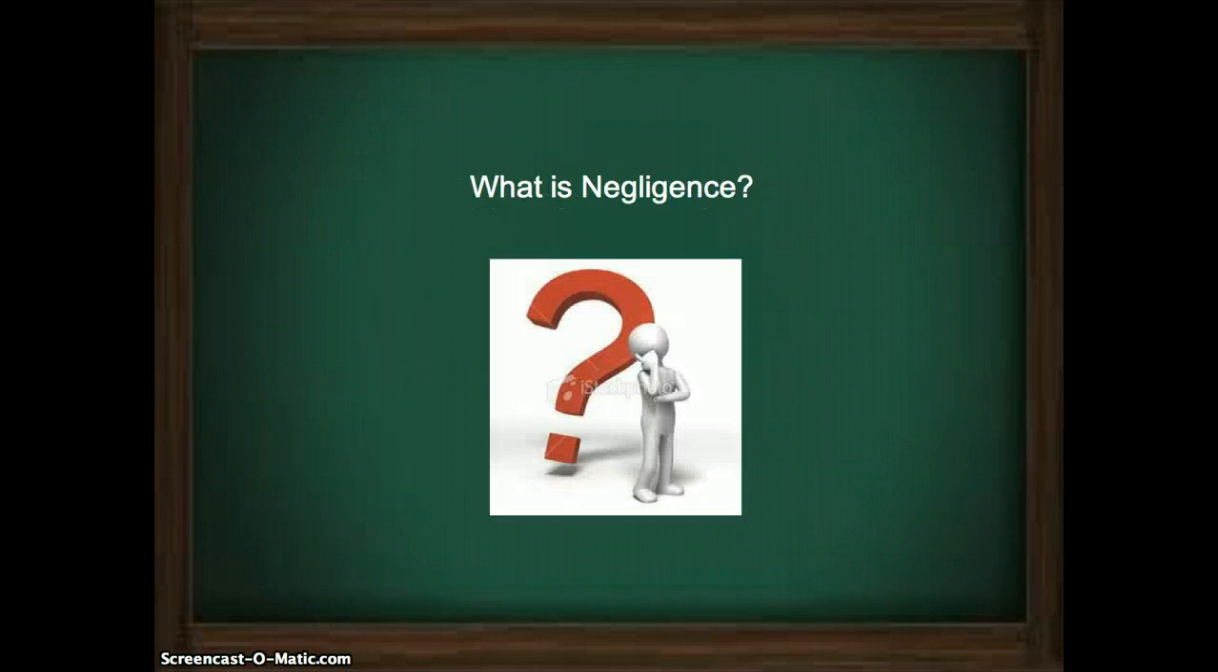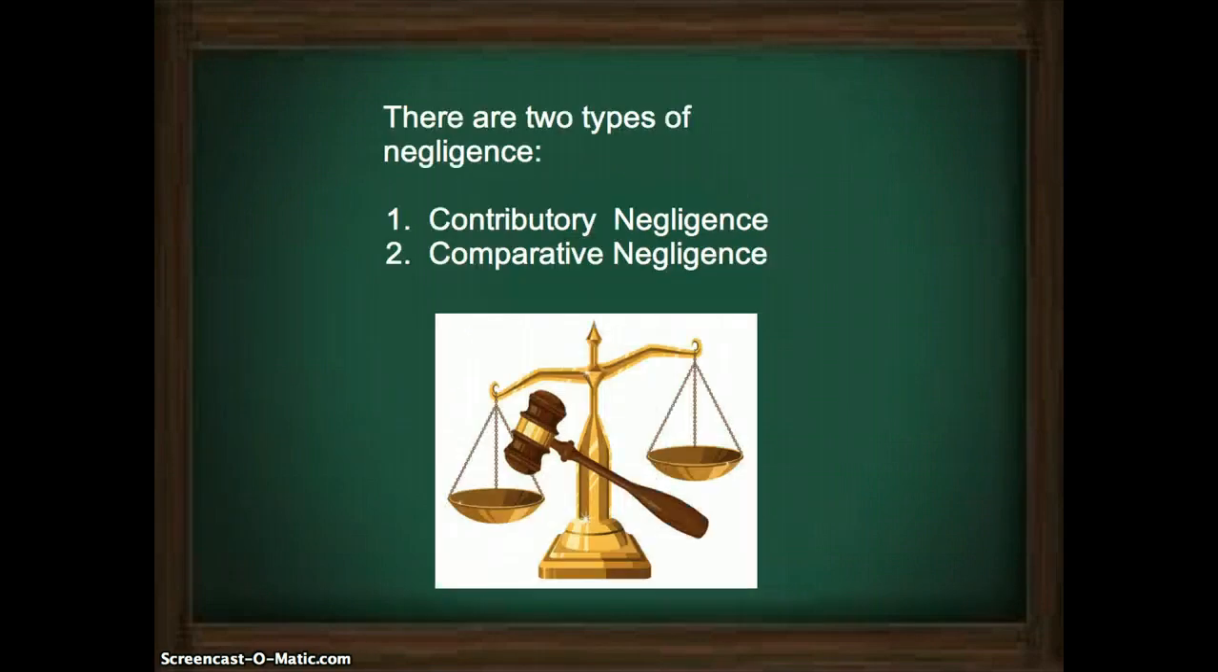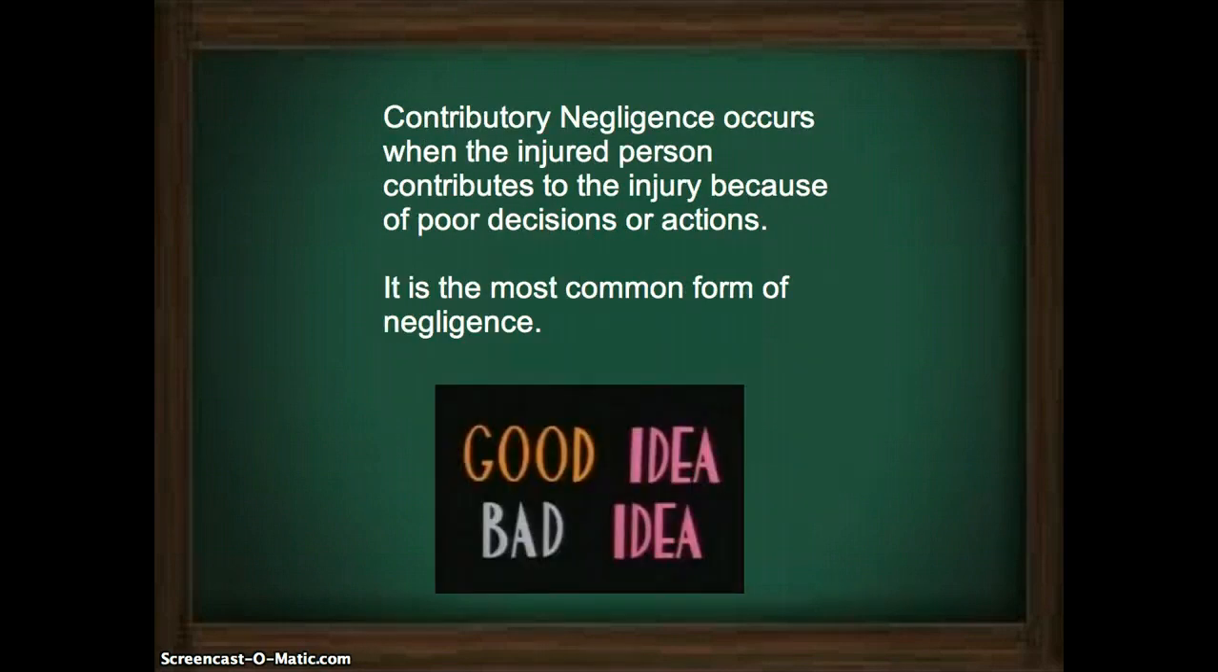So what is negligence? There are two types of negligence: contributory negligence and comparative negligence. Contributory negligence occurs when the injured person contributes to the injury because of poor decisions or actions. It is the most common form of negligence.